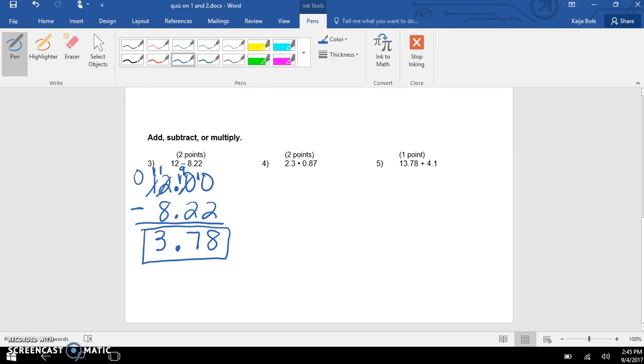Alright, here on number 4, that dot, if we remember, means to multiply. So when you multiply decimals, you don't have to line up the decimals. So you can just write the numbers and just kind of ignore them. So we're going to have 23 times 87. Alright, so first we're going to do 7 times 3, which is 21. Carry that 2 over, and then we've got 7 times 2, which is 14, and we have to add that 2 back. So we're going to write down 16 here.